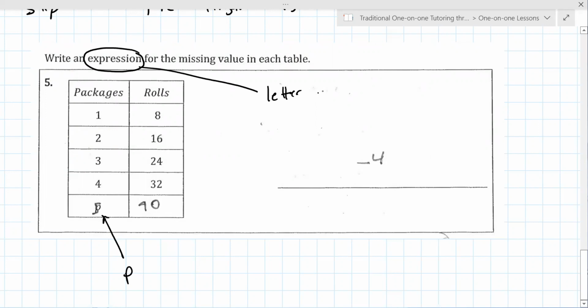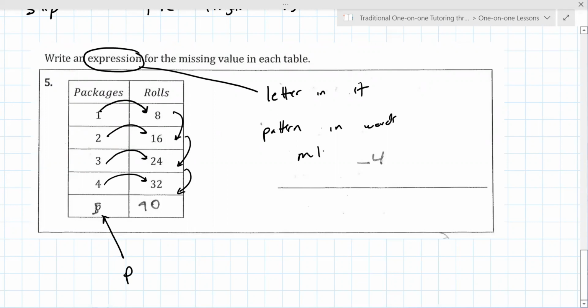And sometimes it's good to start with the pattern in words. Can you tell me in words what is happening here? Each time you're adding 8, I think. Okay, so that's true. But now what if we want to go from the number on the left to the number on the right? 1 times 8, 2 times 8 is 16, 3 times 8 is 24, 4 times 8 is 32, 5 times 8 is 40. But it's really P here.